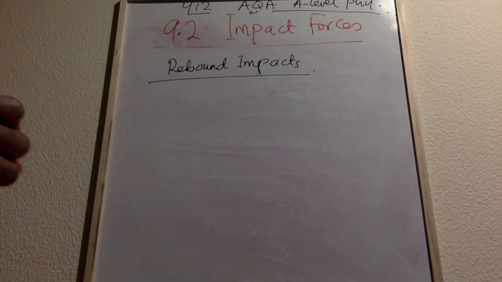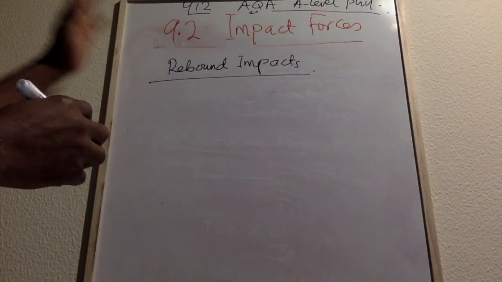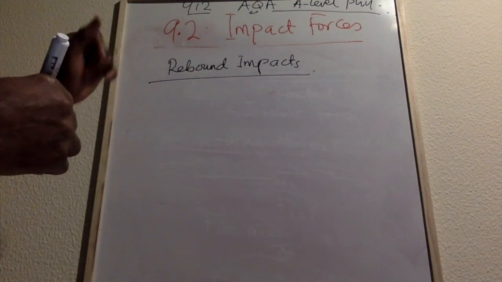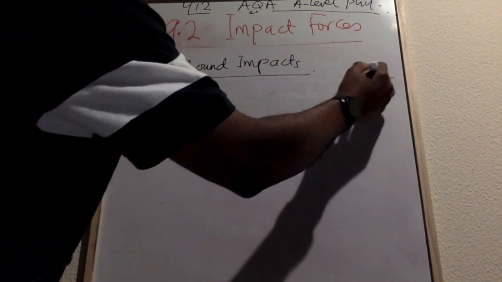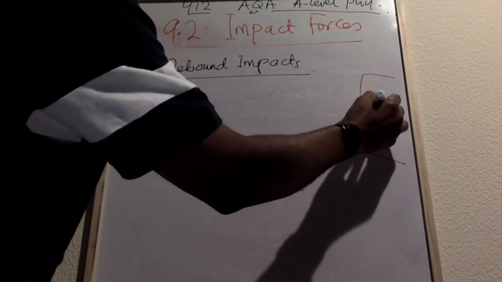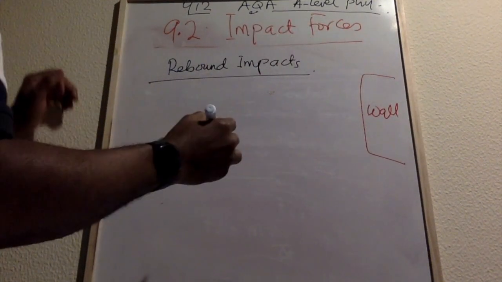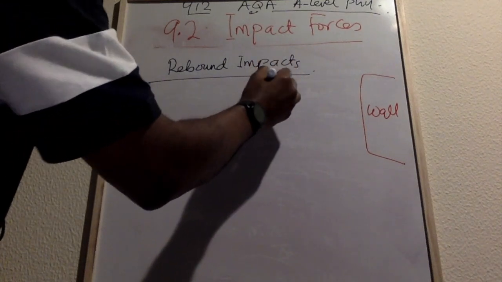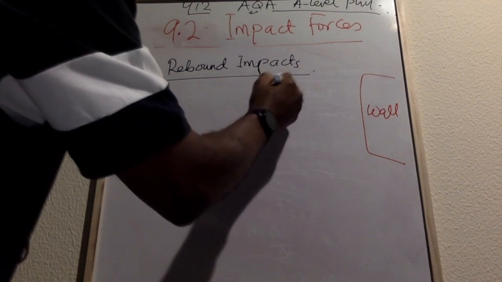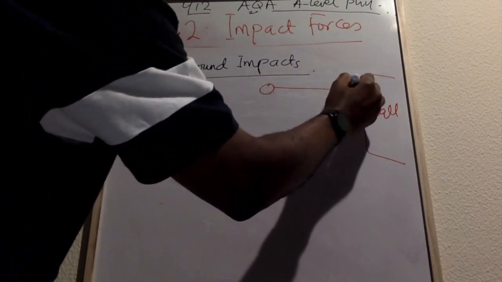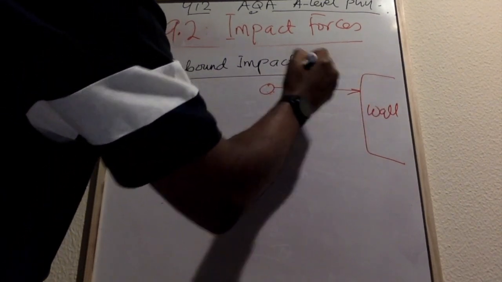Another focus of 9.2 is what we call the rebound impacts. A good way to illustrate that is to say that we have a wall and then we have a bouncy ball that was fired at that wall with an initial velocity of u.